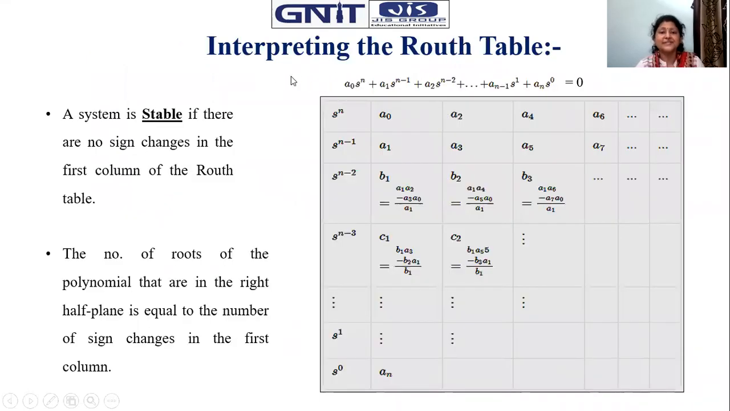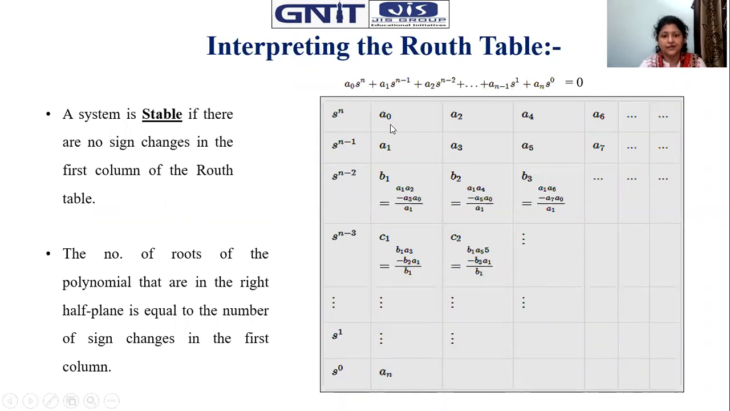So how to interpret now? As we have now identified the route table or route array, it is more general for the nth order equation. So we will get this kind of denominator polynomial and this kind of equation. This is the general representation of the route table. The same route table I mentioned previously for the fourth order, and that is for the nth order.